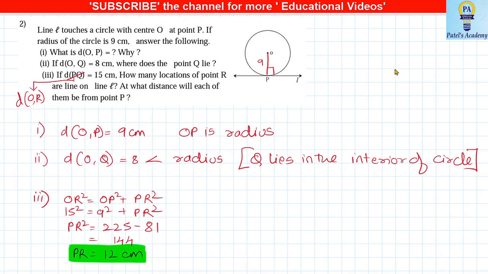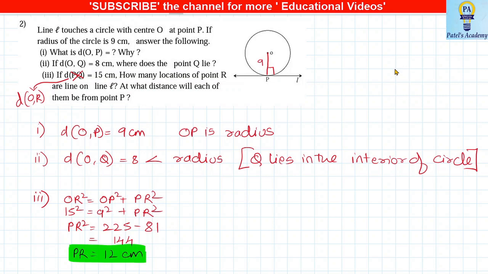Here I have done some correction in the third part. I have removed this part, distance PQ, instead of that it is distance OR. The first question is, what is OP? See the figure, OP is nothing but 9. Why? Because OP is the radius.